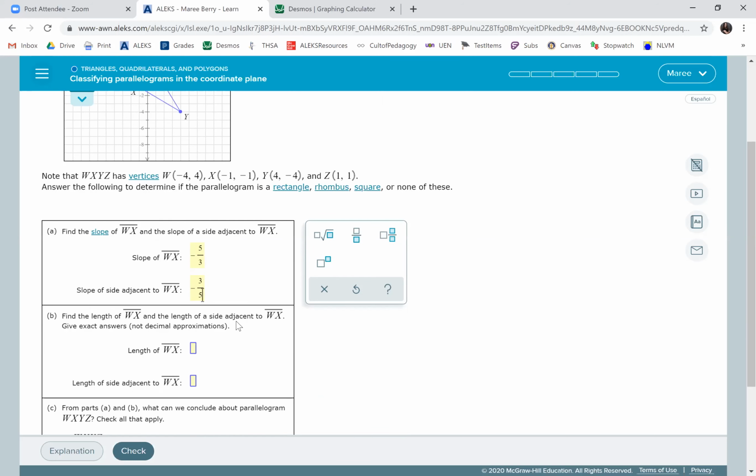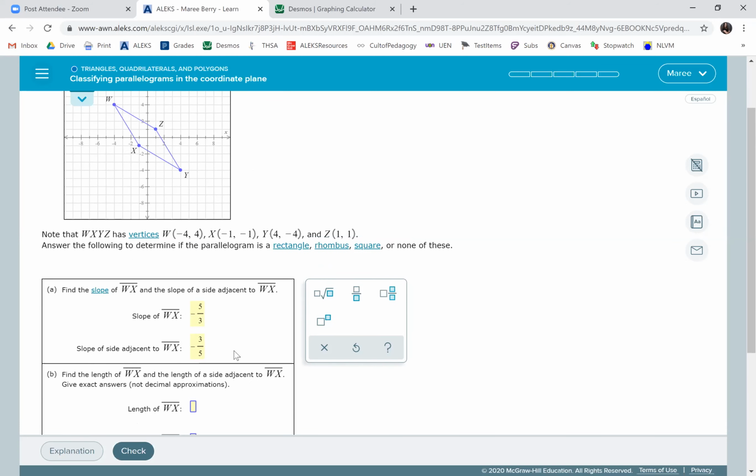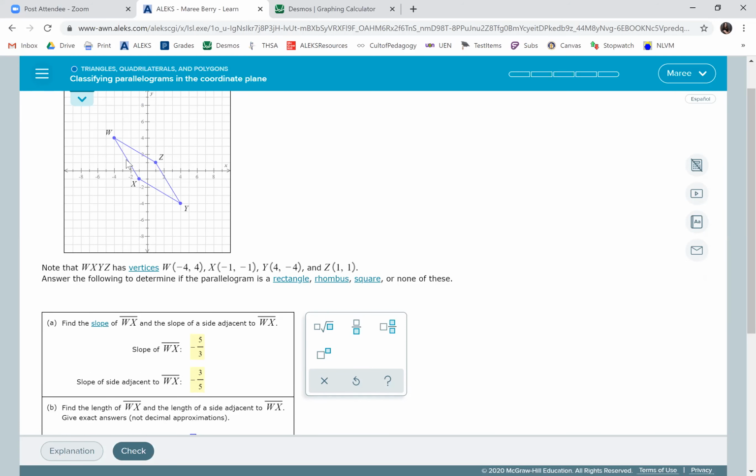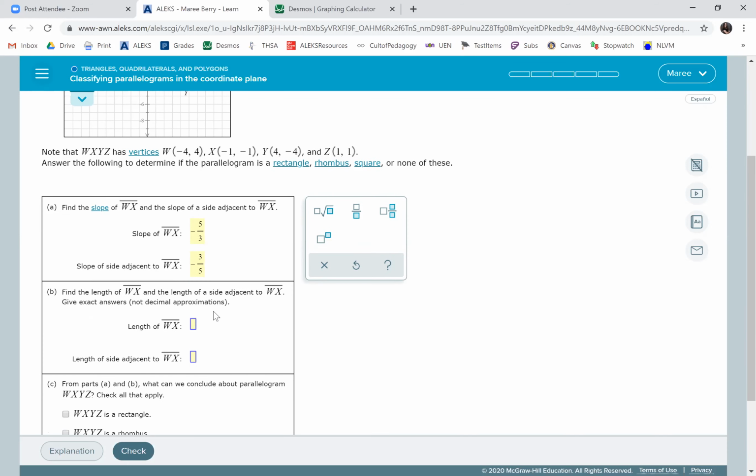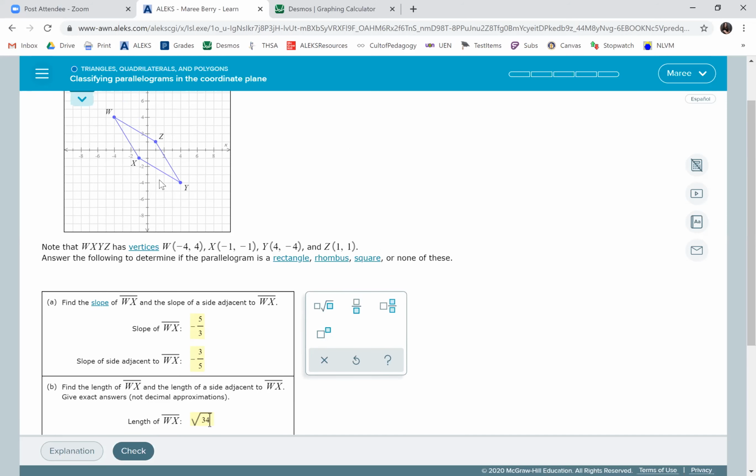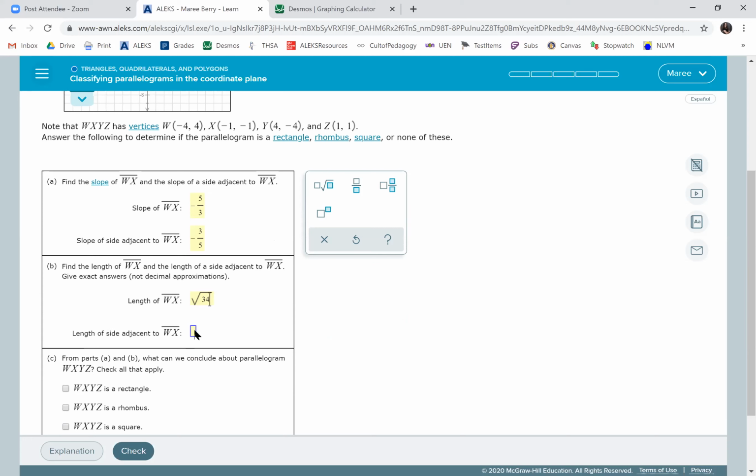Huh. Okay, so then we're going to do the length of WX. It's like doing that right triangle, and we know one side's 5 and one side's 3. So we square both of them, so 25 and 9, and add them together, and then take the square root. So 25 plus 9 is not 35, it's 34. And then a side adjacent, so if we did the side WZ, we have 3 and 5. So it's the same thing, the square root of 34.